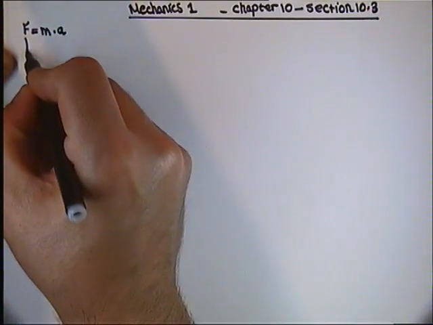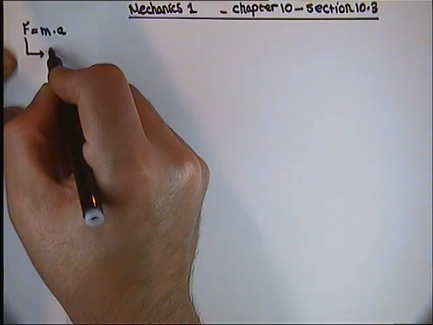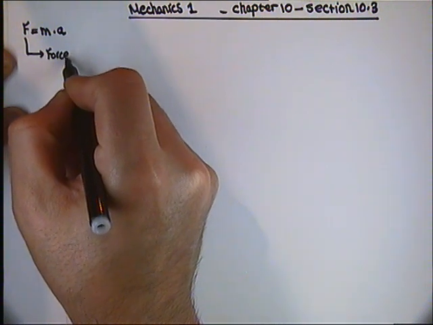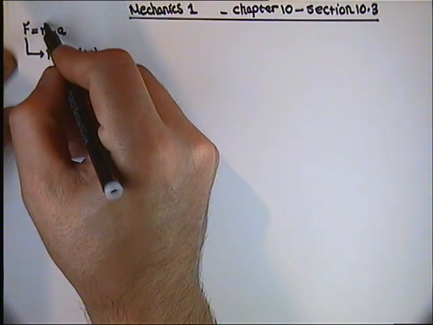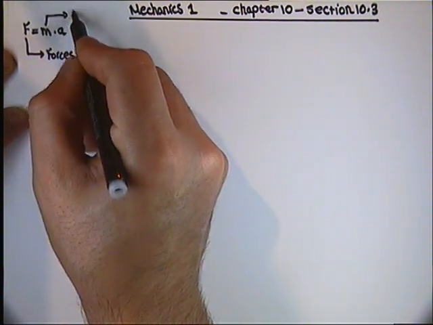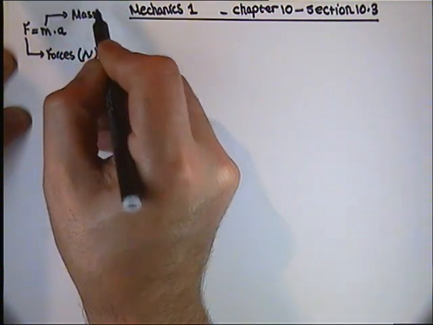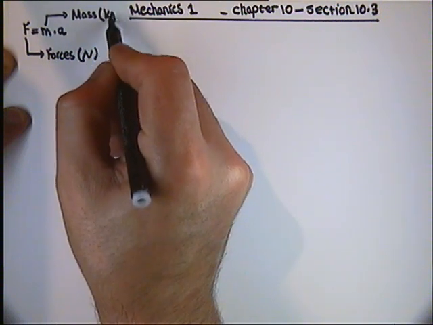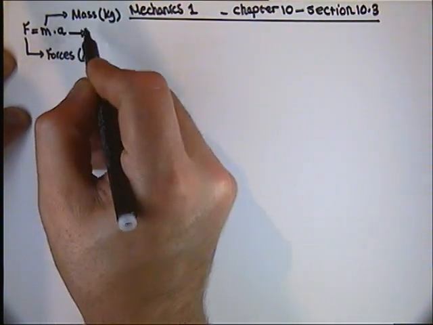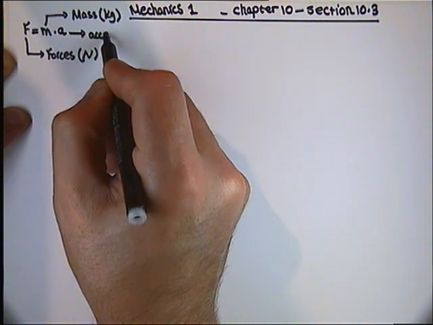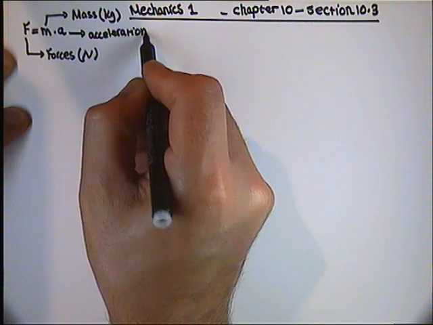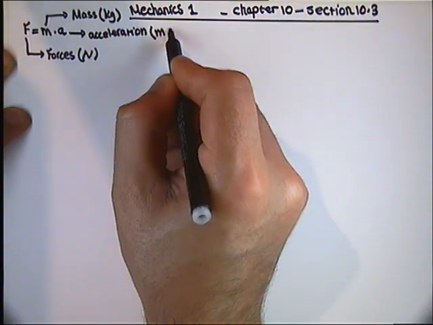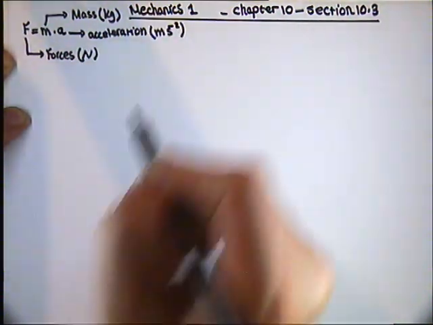Where F is the resultant force and its unit is Newton, m is mass in kg, and a is acceleration, in meters per second to the minus 2.